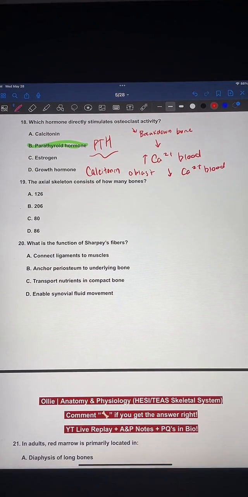Moving on to number 19. The axial skeleton consists of how many bones? The axial skeleton consists of how many bones?